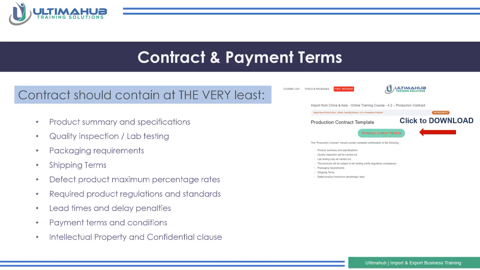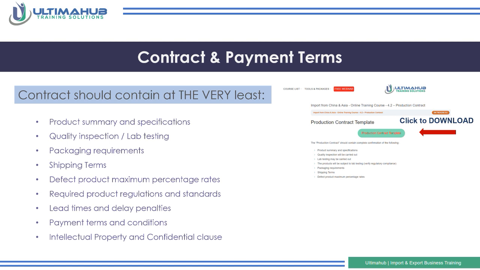So our platform provides a downloadable template for you to use, a production contract template, which gives all of the essentials that you're going to need to cover most of the essential bases. For example, product summary and specifications, which we've talked about. Those will be reconfirmed in the contract itself to draw the supplier's attention to the product spec document, which should be included when you send your contract to the manufacturer to begin manufacturing.